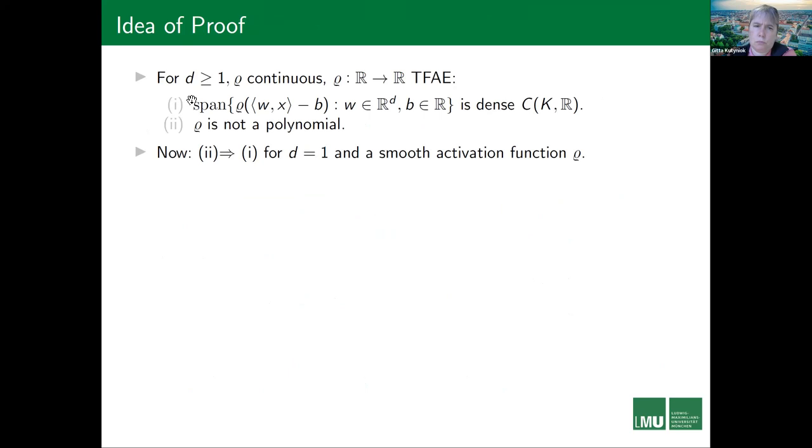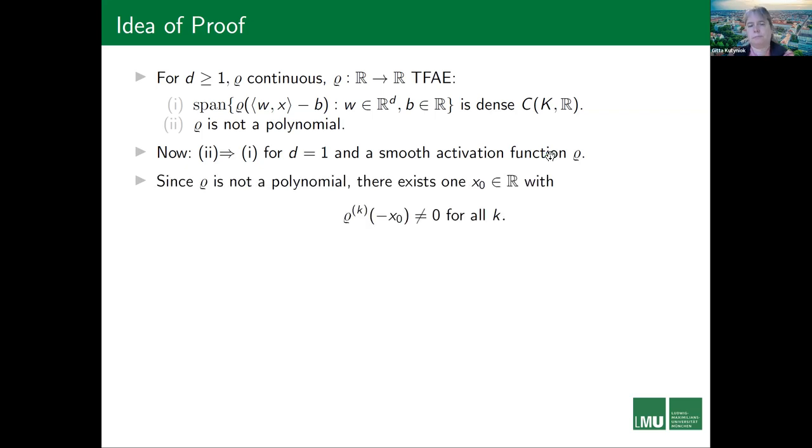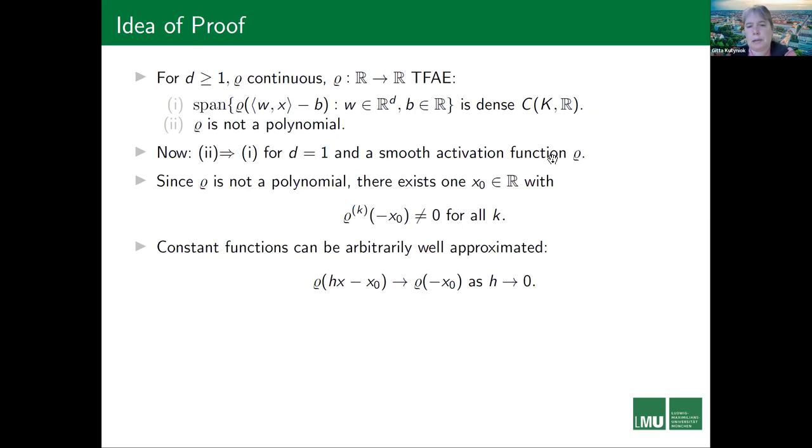What one would like to prove, which is even a bit more than what is stated in the result, is that the span of these neural networks is dense in the continuous functions if and only if rho is not a polynomial. One of those directions we already saw. Now we would like to go from 2 to 1, just for d equal to 1 and a smooth activation. If rho is not a polynomial, I can find a point where all the derivatives do not vanish. And I use it in the following manner.